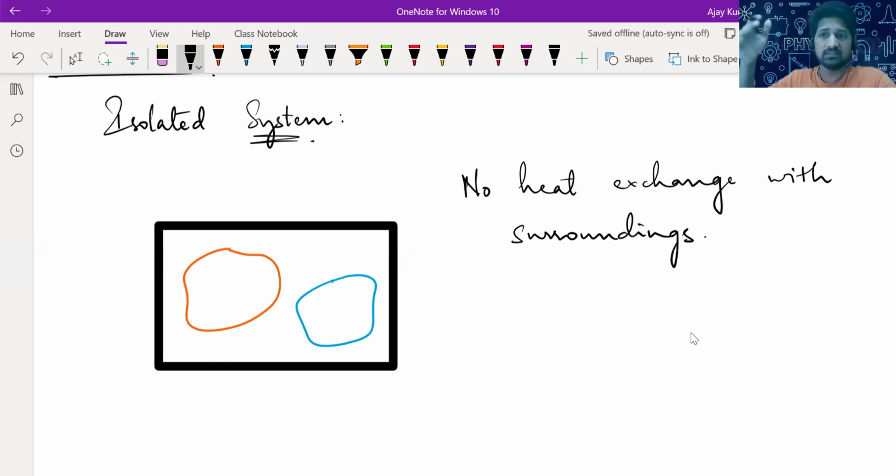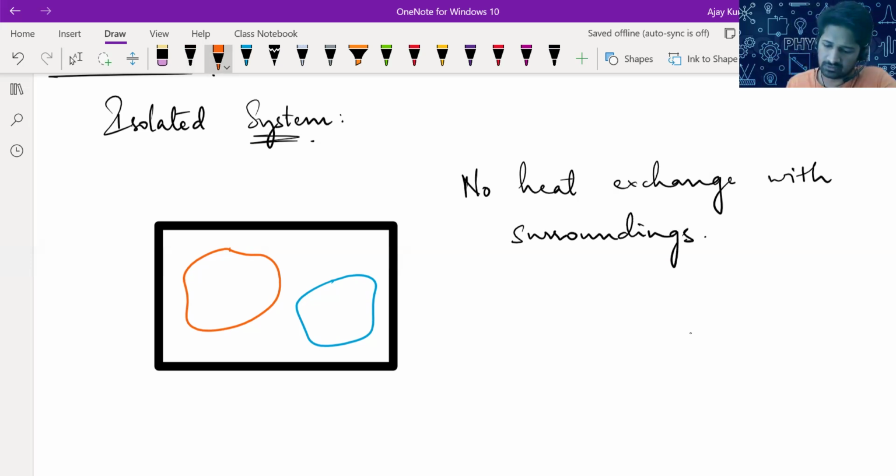Now, with the surroundings, the system cannot exchange heat. That's okay. But among themselves, they can exchange heat. The orange object can give heat to the blue object, or the blue one can give heat to the orange one. Fine. And heat is that kind of energy which flows from an object of high temperature to an object of low temperature, as long as there is a temperature difference.